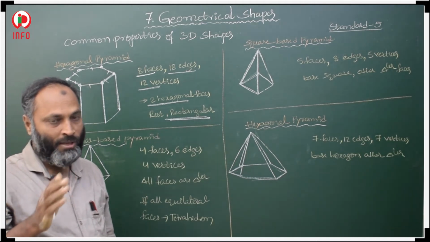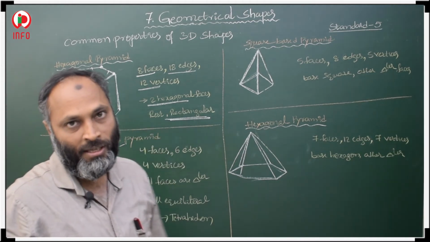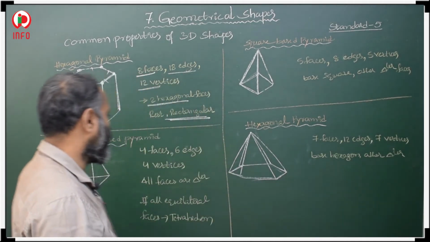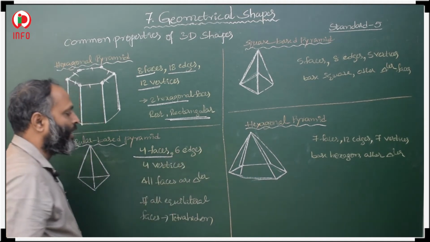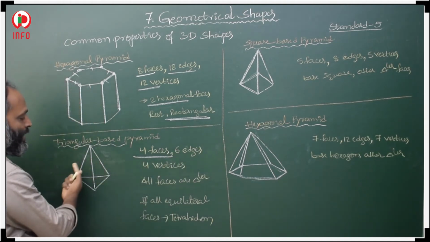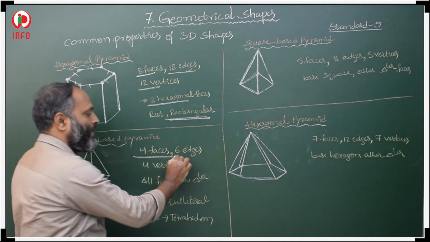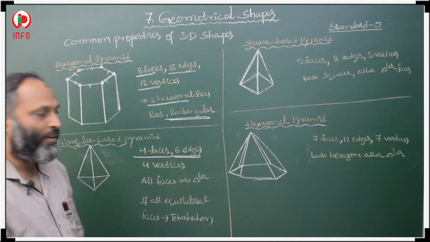So that is one shape, 3 sides, 3 faces. So 3 plus bottom 1, 3 plus 1, 4 faces. Total how many faces? 4 faces. How many edges? Surrounding 3 edges, bottom 3 edges. 3 plus 3, 6 edges. How many? 6 edges. And how many vertices?